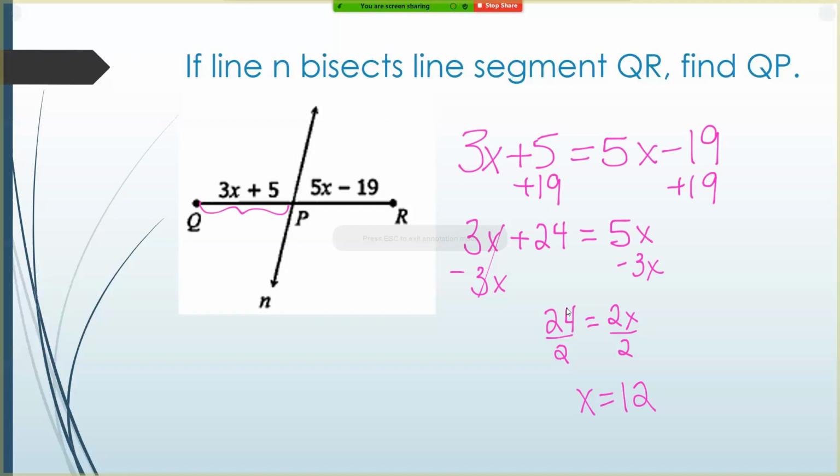So I'm going to take 12 and I'm going to plug it in right here where this x is. So I'm going to take 3 times 12 plus 5, and that's going to tell me what QP is. So when I simplify that, 3 times 12 is 36, plus 5 gives you 41. So the distance from Q to P is 41.